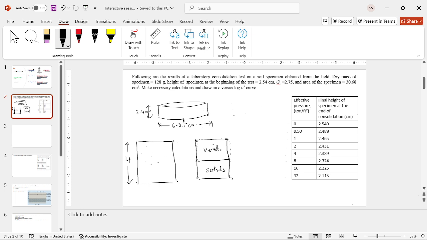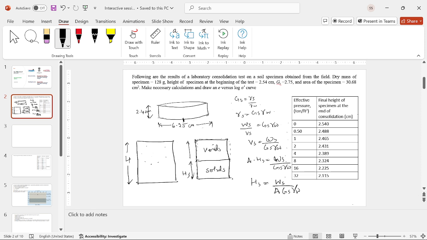Okay, so just now as I showed, GS is equivalent to gamma S over gamma W, that implies gamma S is equivalent to GS gamma W, that is weight of solids over volume of solids is equivalent to GS gamma W, and volume of solids is equivalent to weight of solids over GS gamma W, that implies area of solids into height of solids is equivalent to WS over GS gamma W. Height of solids here will be weight of solids over area GS gamma W. So this will be the height of solids and this will be the height of voids.